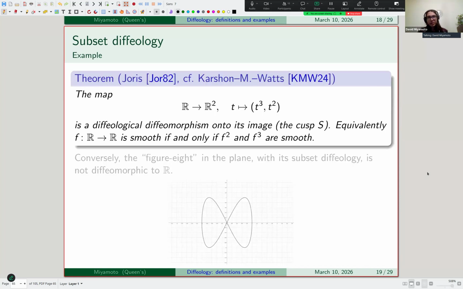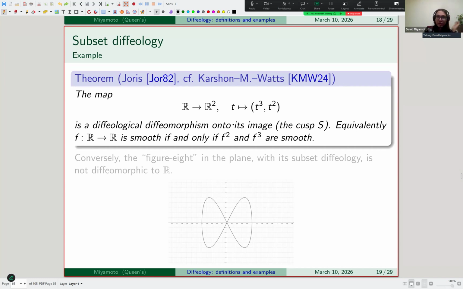And here's what I said about the cusp. An unintuitive fact is that this map here is a diffeological diffeomorphism. This is a parameterization of the cusp. The reason this is true is equivalent to the fact that a function is smooth if and only if its cube and square are smooth. Of course, only having one of these is not enough. Squaring the function is not enough to get smoothness. And if the cube is smooth, I could have cubed this cube root. So again, that's also not enough to get smoothness of f. But if I have both of them, then f itself is smooth.